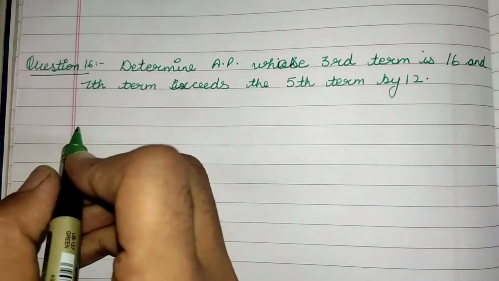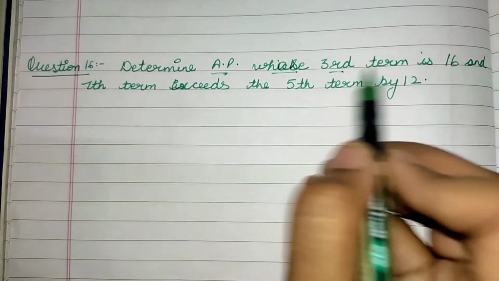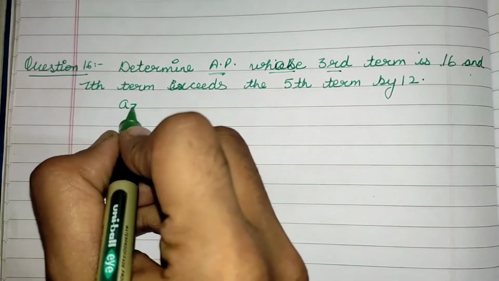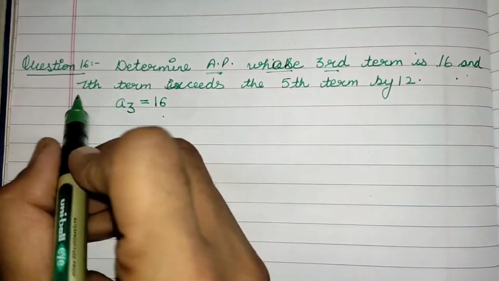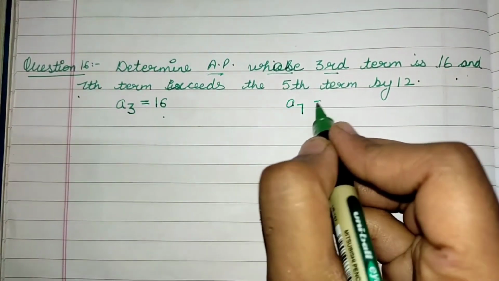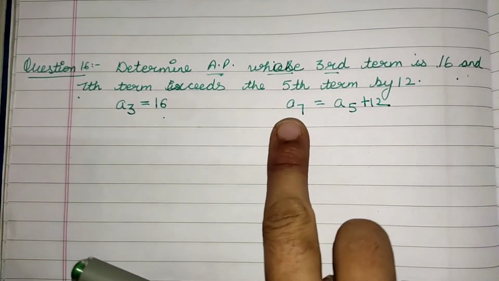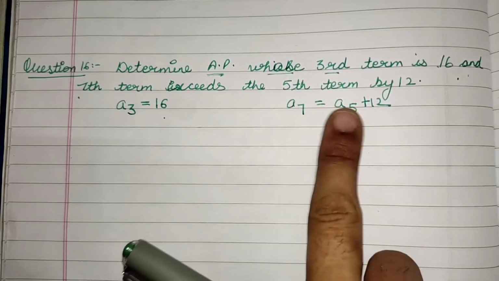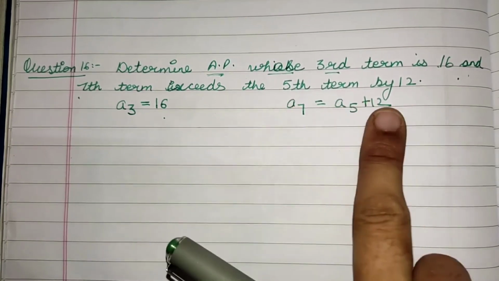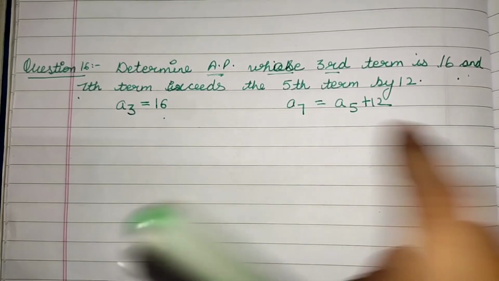Moving to question number 16. Question number 16 says: determine the AP whose third term is 16, and the seventh term exceeds the fifth term by 12. Because the seventh term is exceeding, means the seventh term is bigger, to make both the terms equal to each other, I will add 12 to the fifth term because the seventh term is bigger.